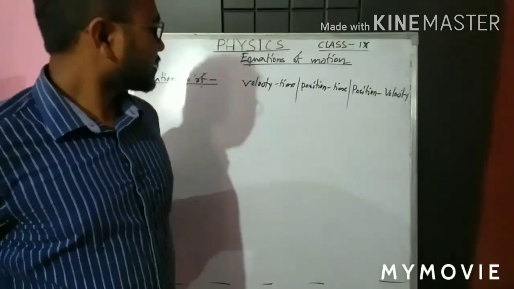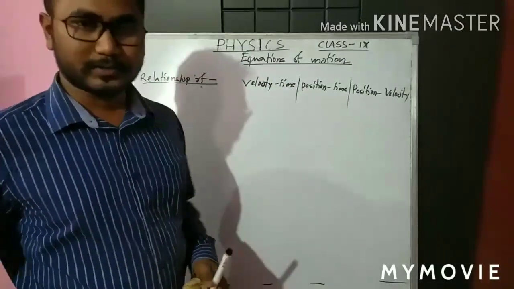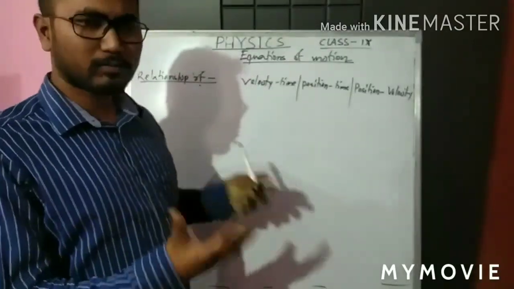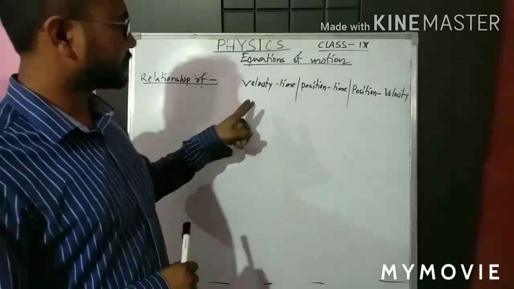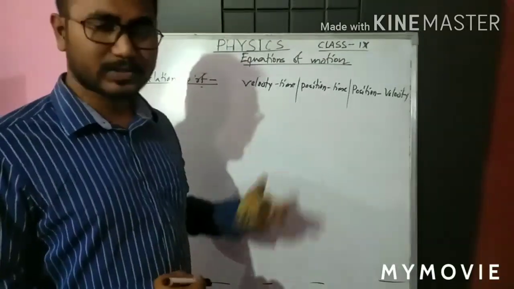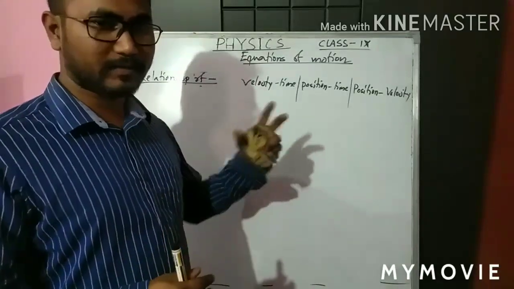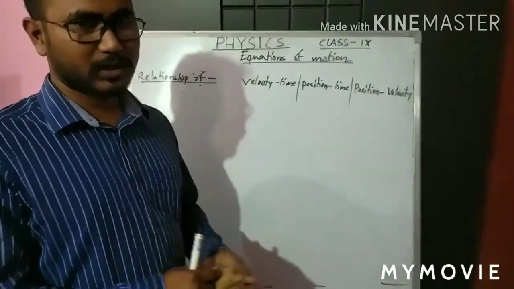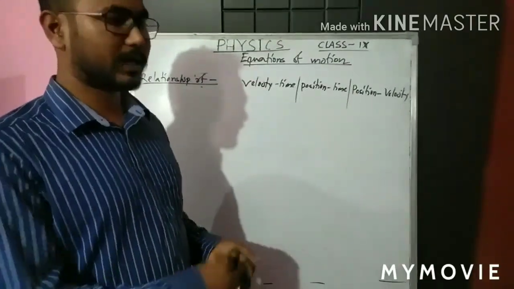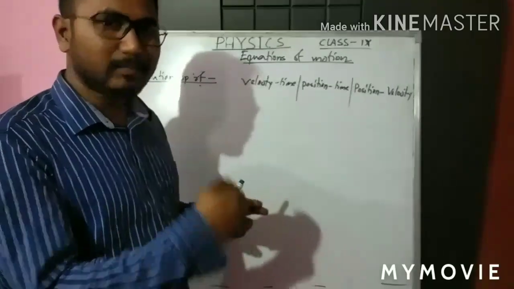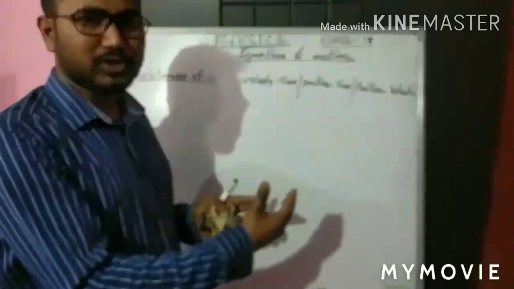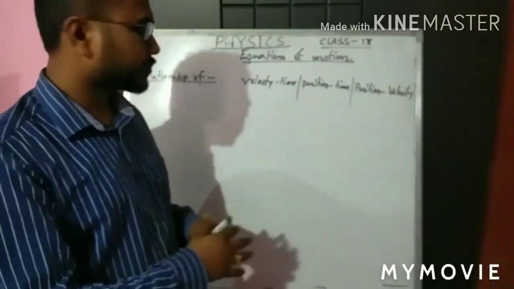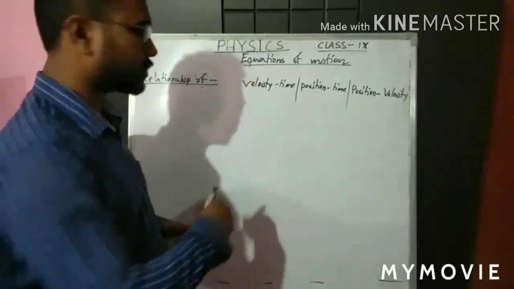Today we'll discuss equations of motion, right? That means during the motion, so many terms we have learned. These terms are velocity, time, and how time is related with velocity, and another one is position. Position means, when the object is in motion, it is changing its position from one point to another point, right? So in position-related there are two things.